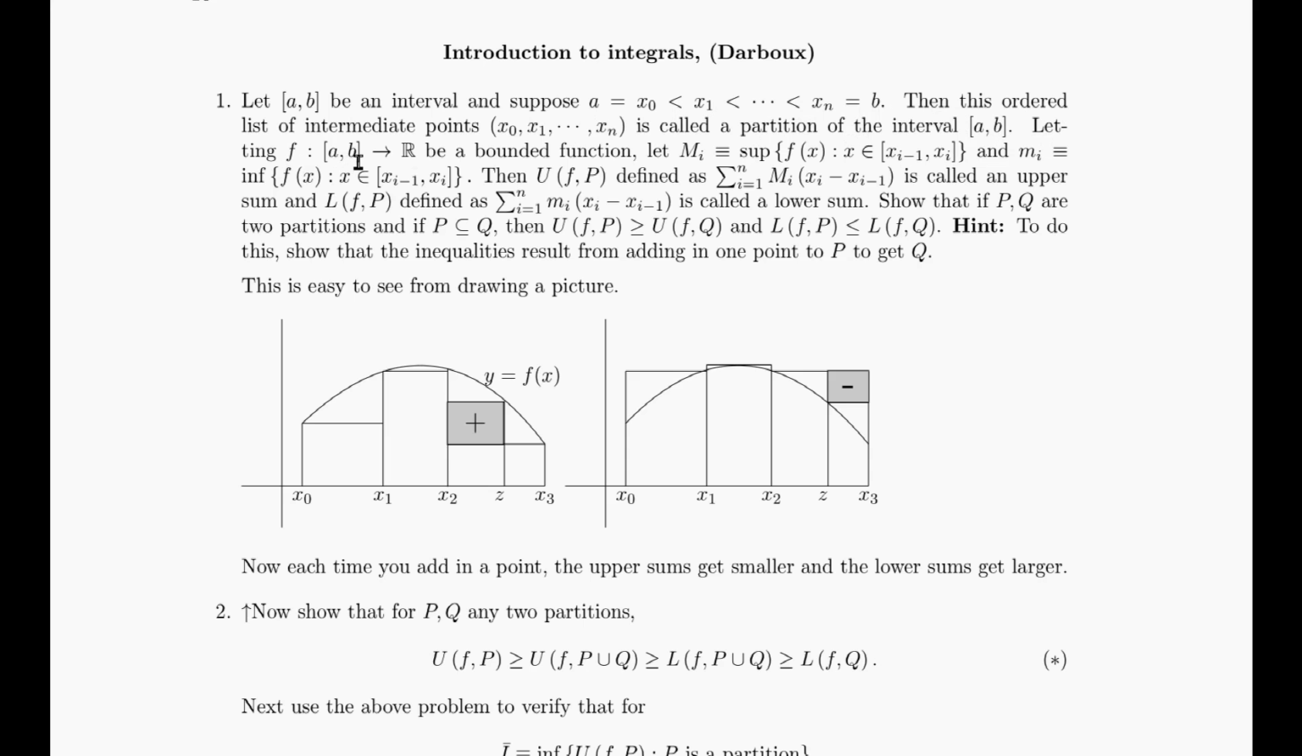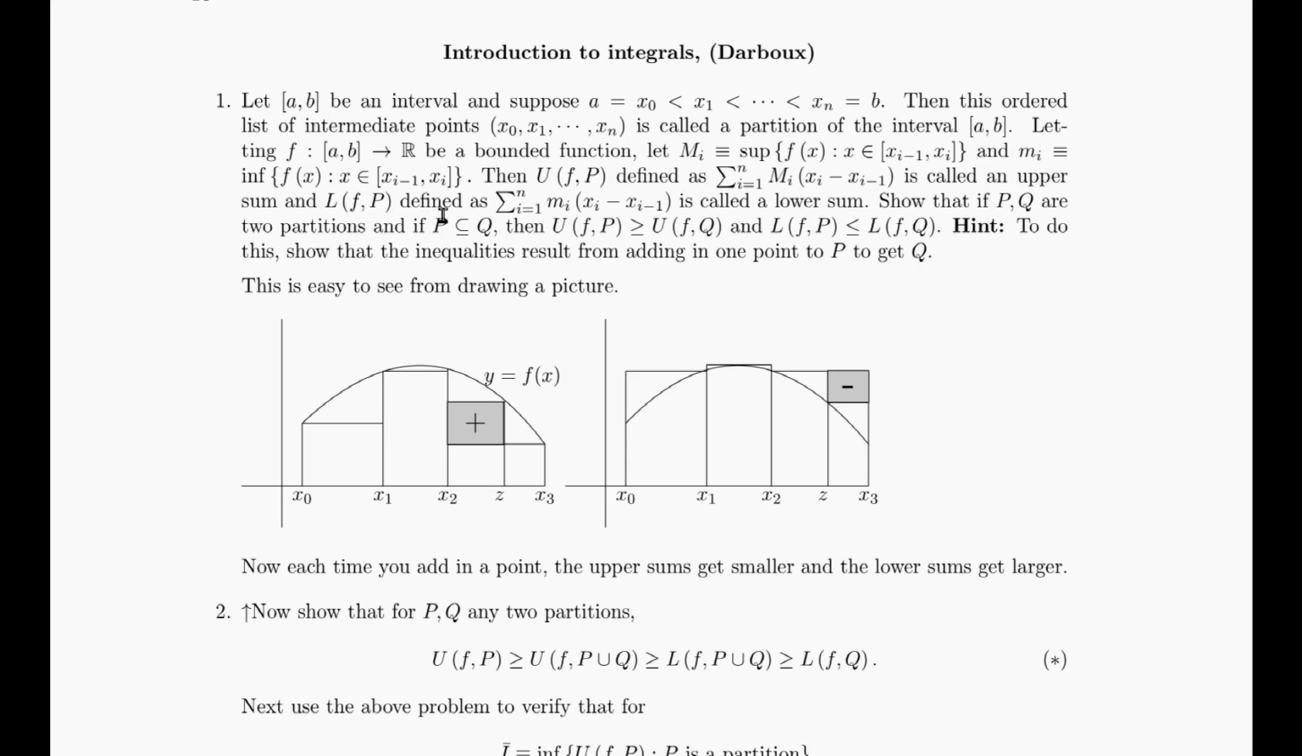Now suppose f takes [a, b] to R and is a bounded function. Let capital M sub i be equal to the supremum of f(x) such that x is in this closed interval, and little m sub i is the infimum. Then the upper sum is defined as capital M sub i times the length of the subinterval. That's called an upper sum.